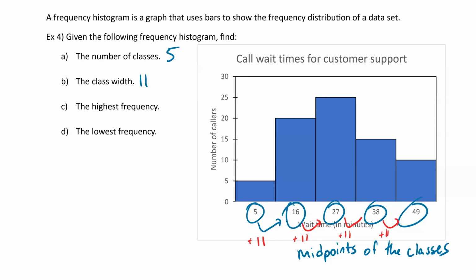All right, the highest frequency. For the highest frequency, we just have to look up and see the tallest graph, which is going to be this one. We follow it over to the side, and we see that the highest frequency is 25. And then lastly, for the lowest frequency, here's our lowest graph down here. It happens to be on the left, so we don't even have to follow it over. We can see it's exactly at 5.